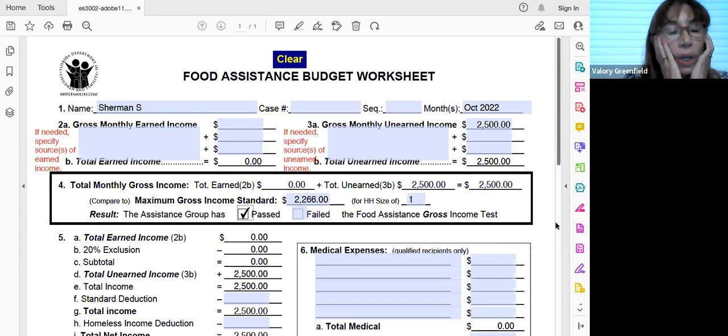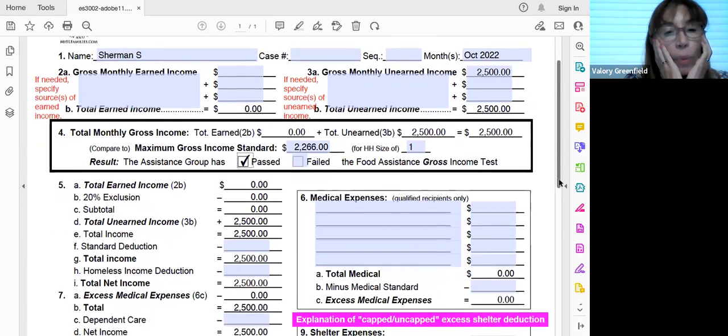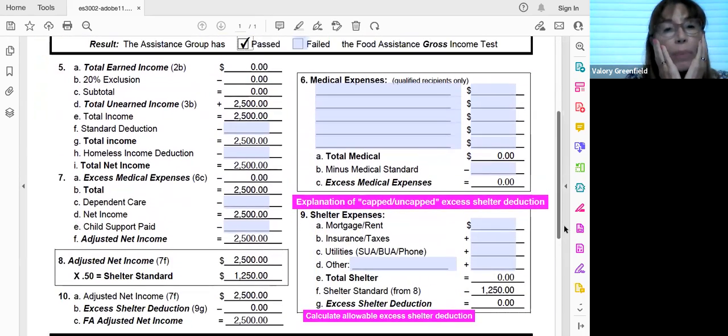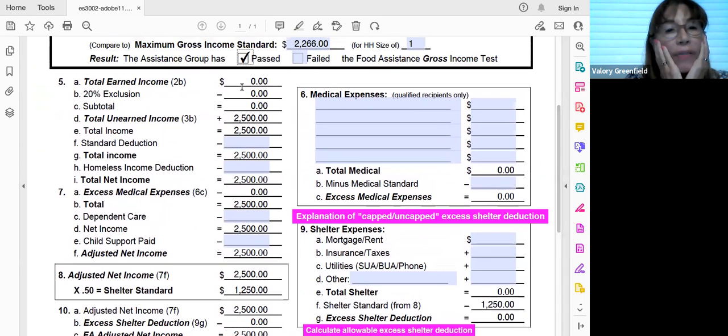All right, we're going to look at number 5. We see that the form automatically put his income in at 5D and E. We have to manually insert the standard deduction of 193 at 5F. We're going to do that, and the form does the calculations for us.